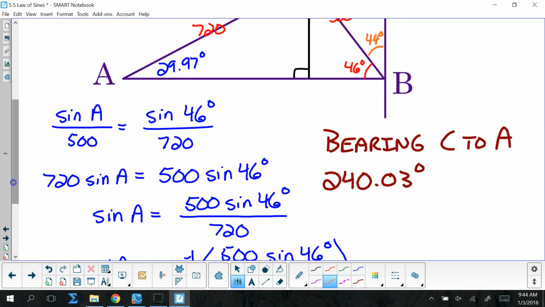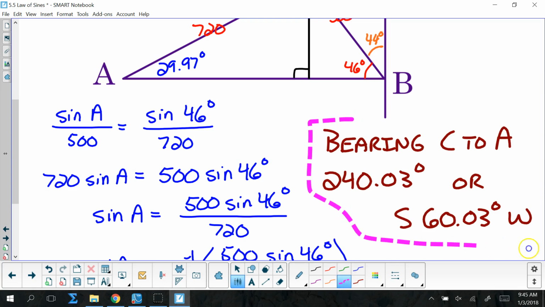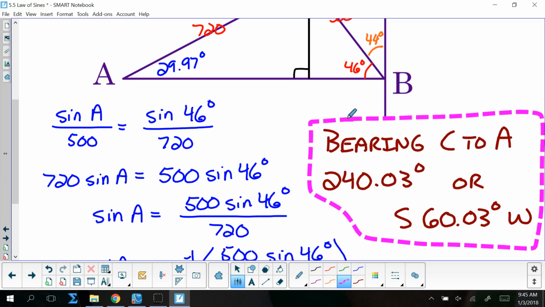Or, because this one was in that north 44 degrees west kind of a thing, this one could also be south, because we're heading in a southerly direction. We're going down south 60.03 degrees west. Either one of those two, then, is my answer. Okay?